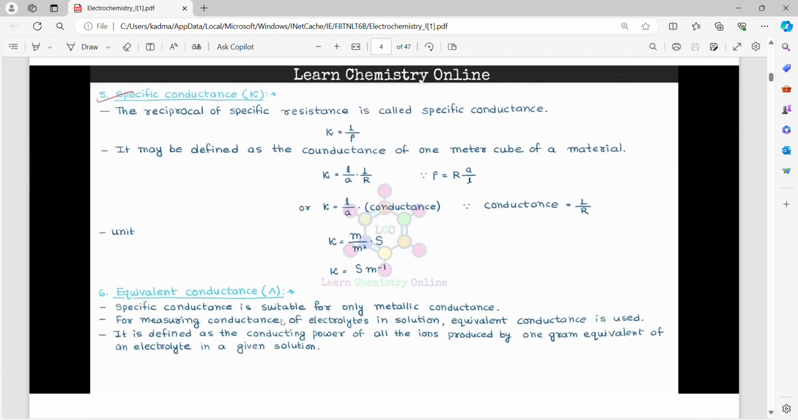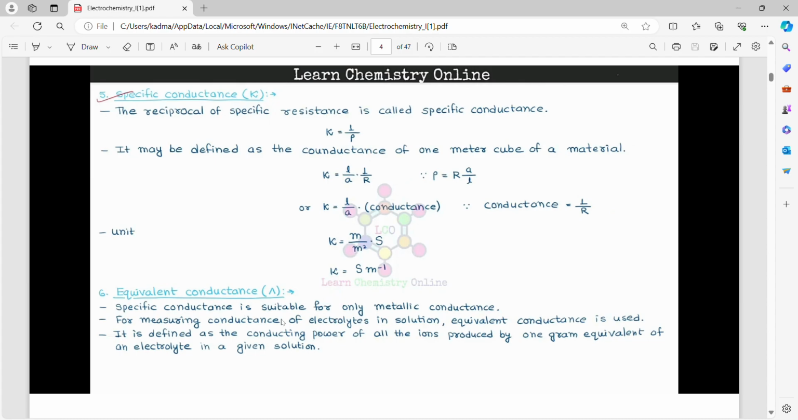Specific conductance: the reciprocal of specific resistance is called specific conductance. K is equal to 1 by rho. It may be defined as the conductance of 1 meter cube of a material. K is equal to L by A into 1 by R. The unit of K is S meter inverse.